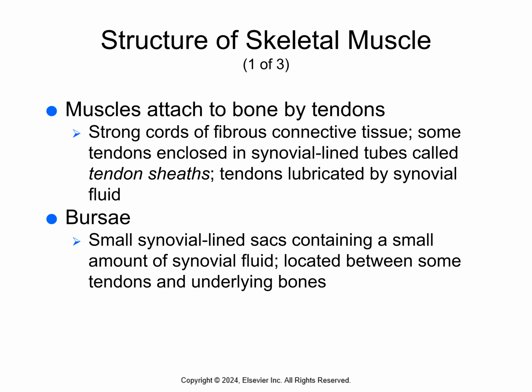Now, muscle is attached to bone by tendons. So bone to bone is ligament. Bone to muscle is tendons. Please understand that. Tendons are strong cords of fibrous connective tissue. Some tendons are enclosed in synovial-lined tubes called tendon sheaths. The tendon sheaths are lubricated by synovial fluid, since anything synovial-lined is going to create a fluid. Why? For smooth, non-abrasive movements of articulation.